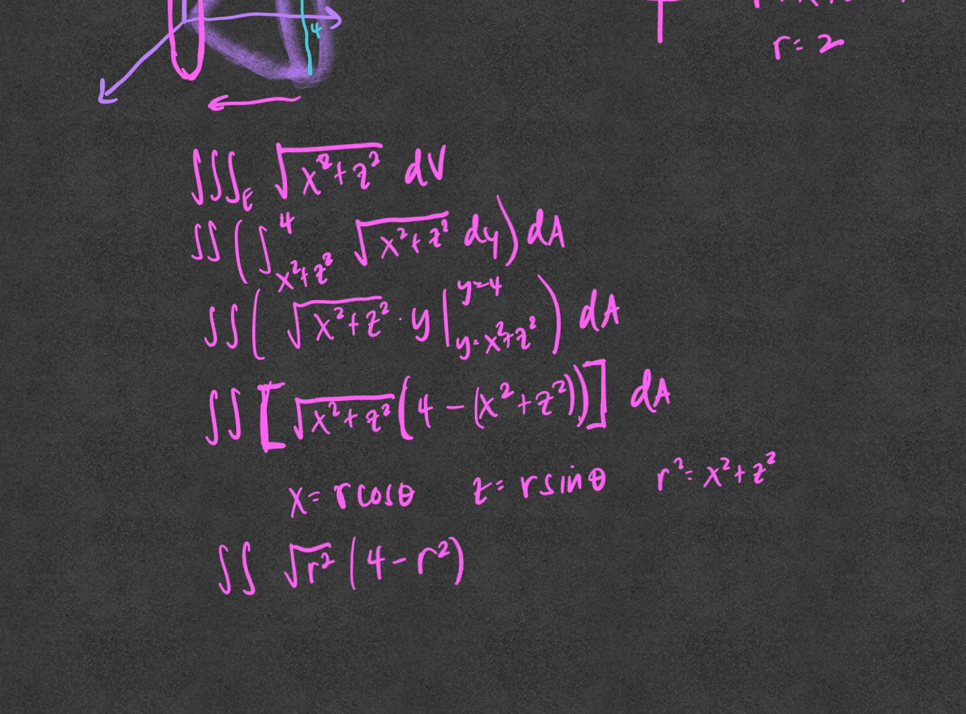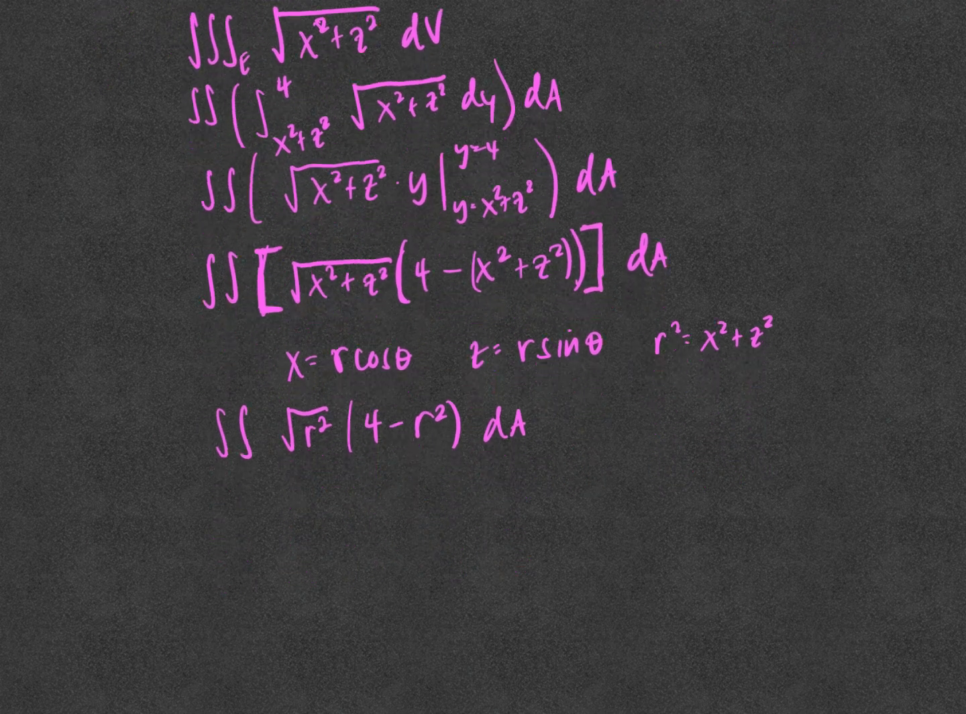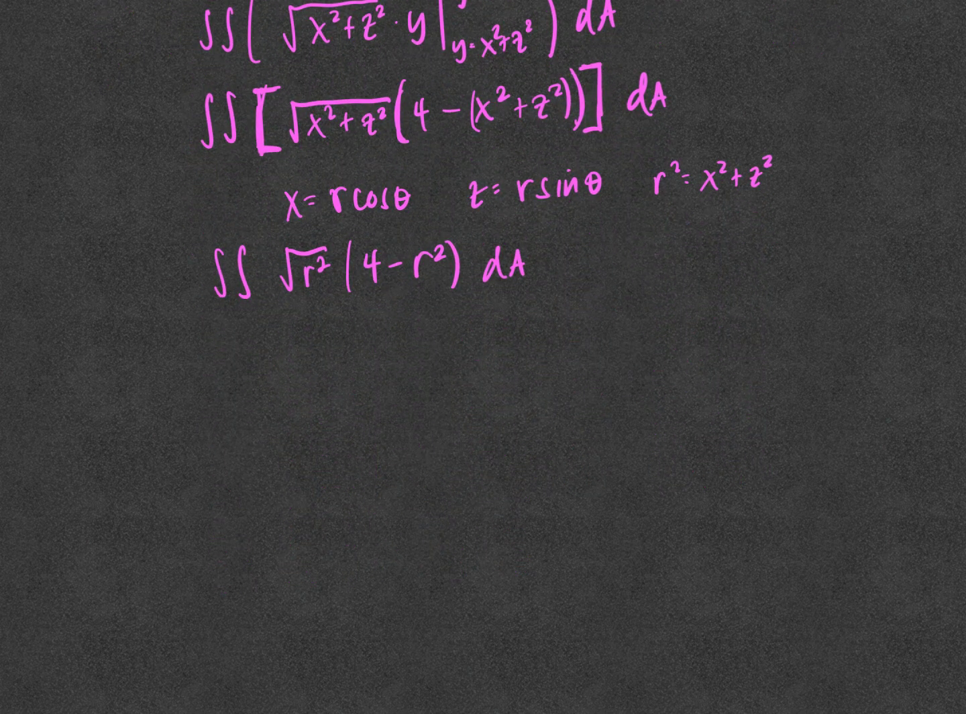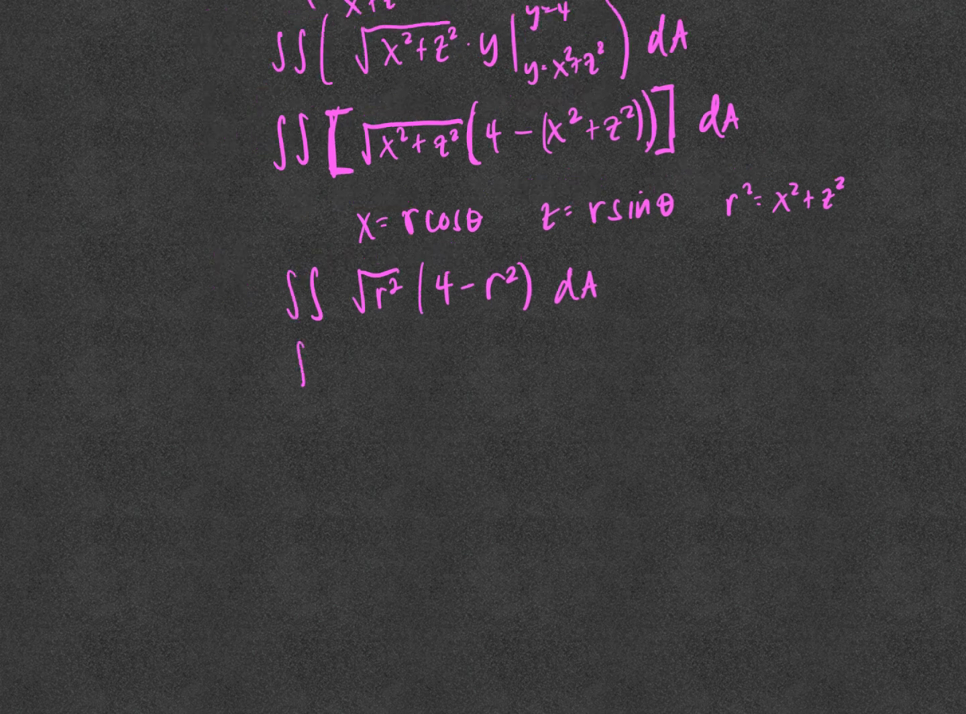And in place of dA, well, let's keep dA for just a minute, but in place of dA, we're going to say r dr d theta. So let's build our double integral here. The square root of r squared is r. We have 4 minus r squared. And then when we switch to polar, we have r dr d theta.